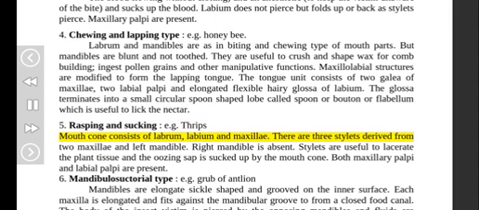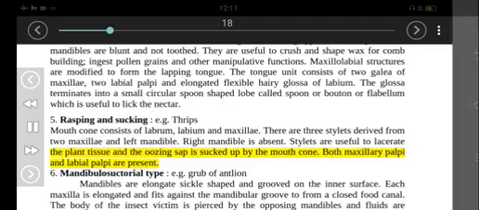5. Rasping and sucking, e.g. thrips. The mouth cone consists of labrum, labium and maxillae. There are 3 stylets derived from 2 maxillae and the left mandible. The right mandible is absent. Stylets are useful to lacerate the plant tissue and the oozing sap is sucked up by the mouth cone. Both maxillary palpi and labial palpi are present.